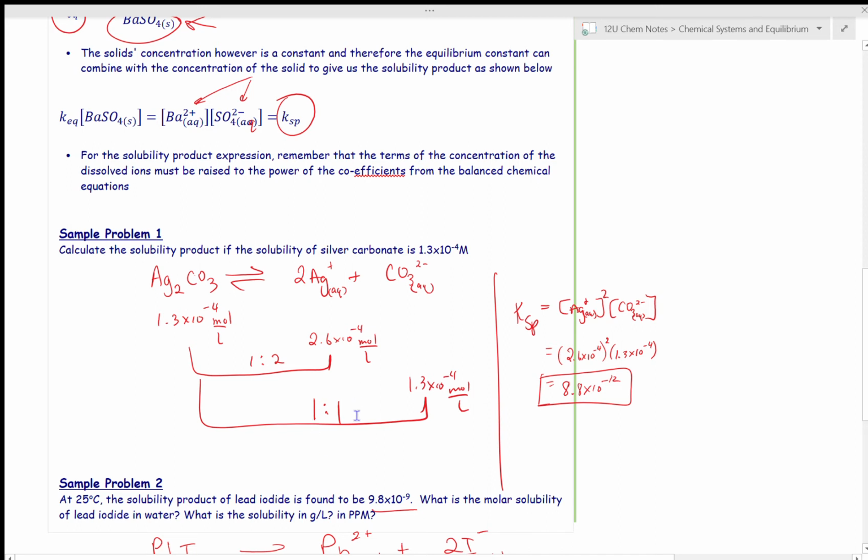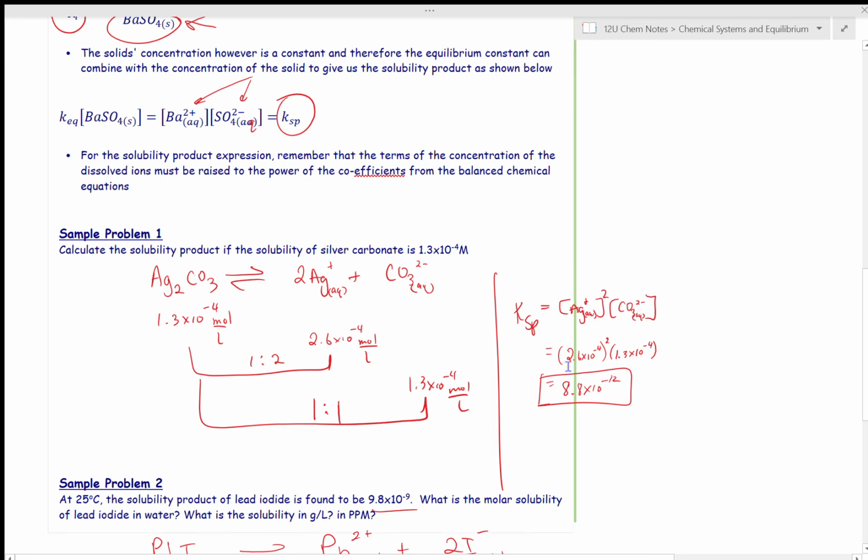And so if it's a 1-to-1 ratio, I have the same concentration. And then all I need to do is take the concentrations of my individual ions, as I've shown you right here, and multiply them across, of course, raising to their coefficients. So it's 2 silvers, so it's concentration of silver squared times the concentration of carbonate to the power of 1.